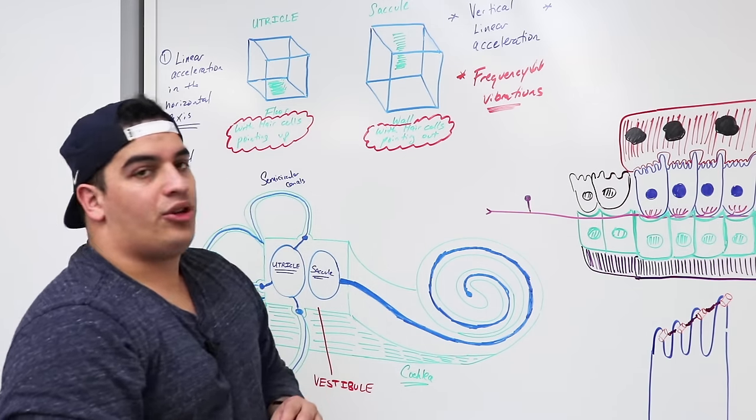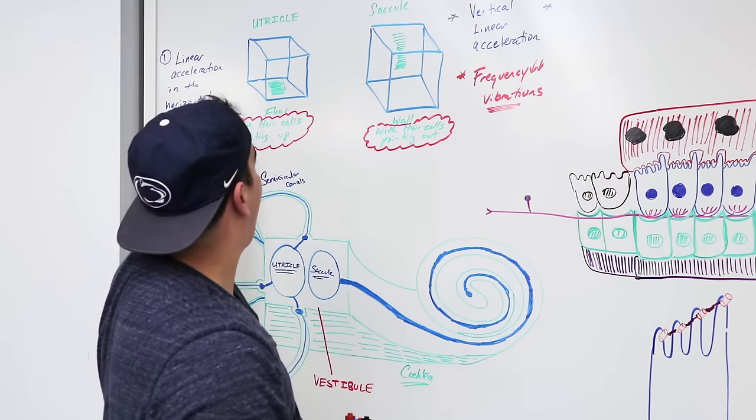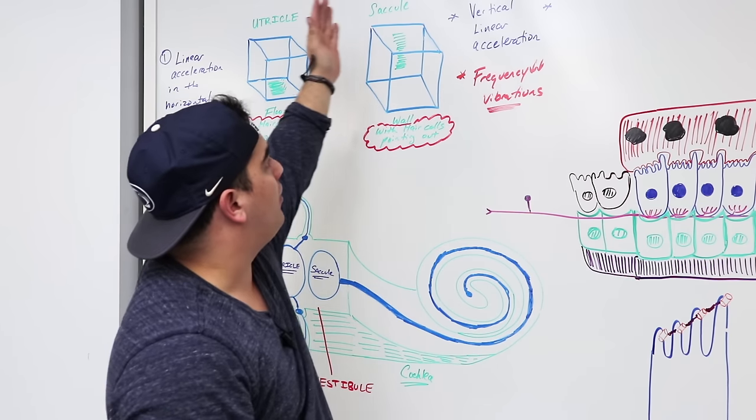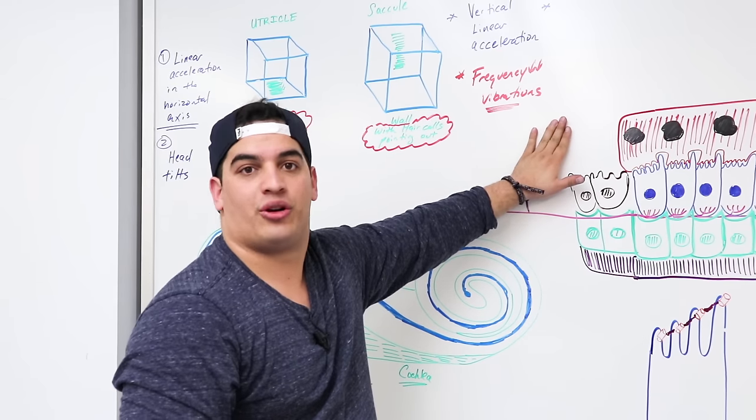All right, so now what we're going to do is zoom in on this macula, because in order for us to really understand how the utricle is being stimulated by linear acceleration and head tilt, and the saccule is being stimulated by vertical linear acceleration, we have to understand the structure first.